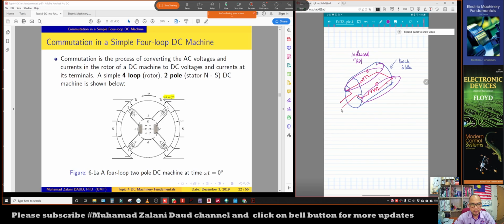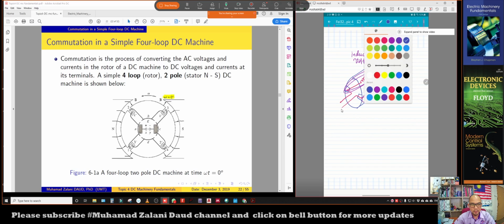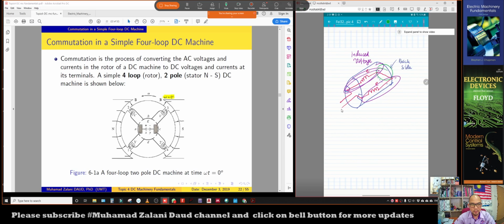Induced voltage. So for this particular segment, let me use another color, green. For this particular segment, no voltage will be induced. So we are considering voltage induced at this segment under the pole faces.